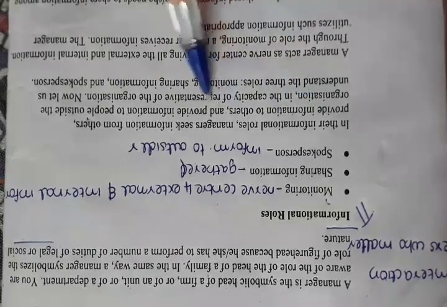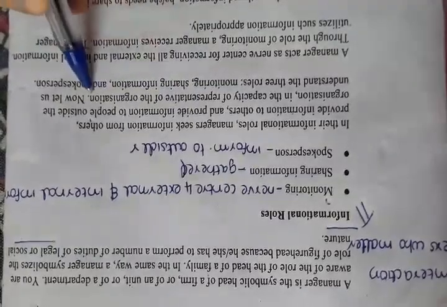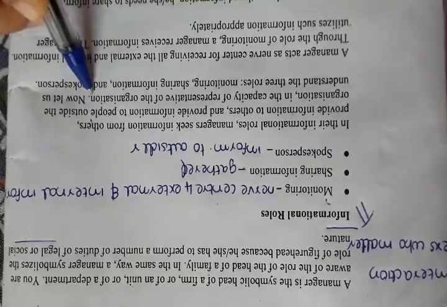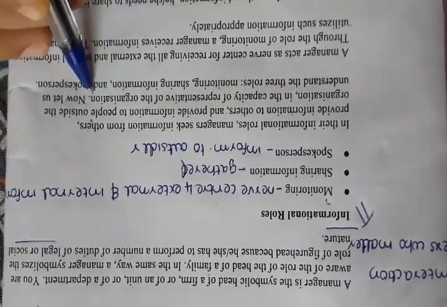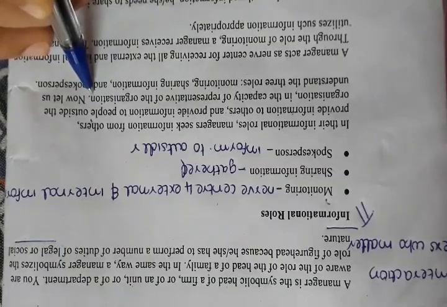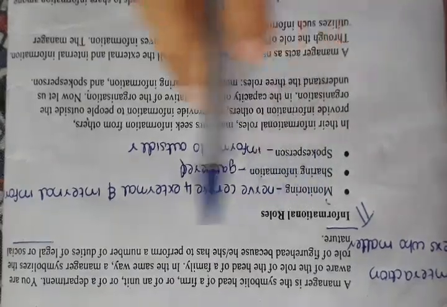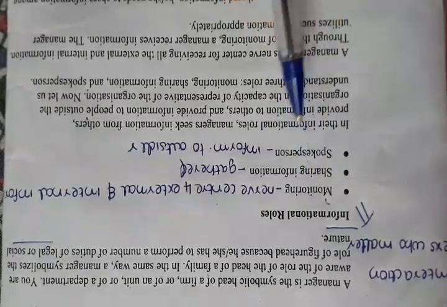Second, inform others: provide information to the people outside the organization in the capacity of representative of the organization. As the manager is the representative or head of the organization, it's the duty of the manager to see that the right information is reaching the right candidate at the right time. Then only the main goal will be successful, that is profit making. So that's about the information. It's easy, you can write it in your book. However, informational roles have been divided into 3: monitoring, sharing information, and spokesperson.